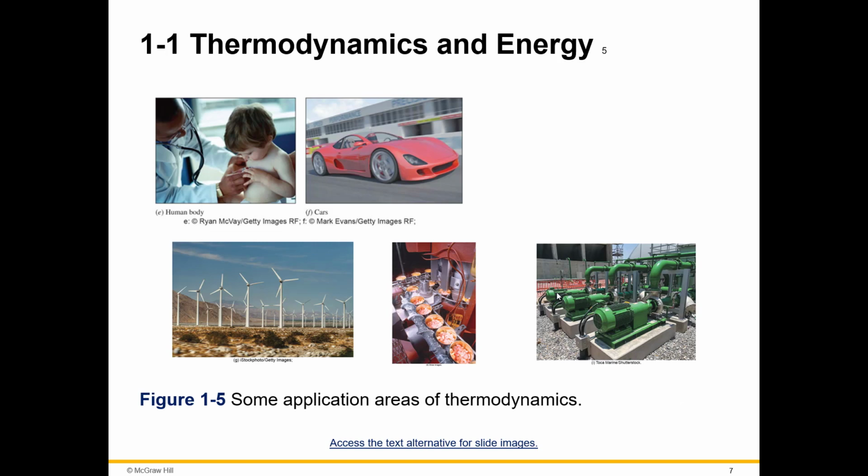And then we've got the human body. We talked about that. That kid right there eating an ice cream, going wild. Cars, these windmills, converting energy, not making energy, converting energy, right? Because we don't create energy, we just convert it.